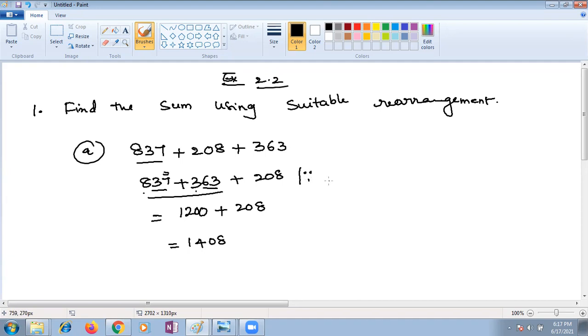Which property are we using? Ma'am, associative property. Associative property, anywhere you are grouping? No, we are changing order, right? We are not grouping here. We are changing order. Very good. Here we are changing order.